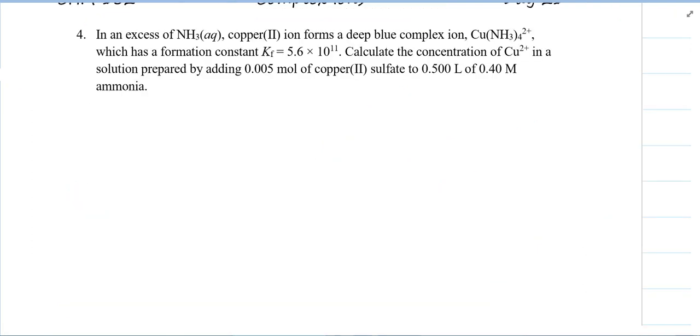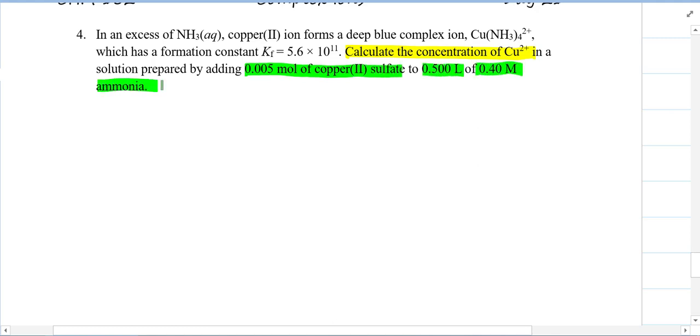Number 4. In an excess of ammonia, copper 2 ions form a deep blue complex ion, Cu(NH3)4 2+. I'm always going to give you what the complex ion is. You don't have to memorize them. And the formation constant is 5.6 times 10 to the 11th. We're going to calculate the concentration of Cu2+ in a solution prepared by adding 0.005 moles of copper 2 sulfate to half a liter of 0.4 molar ammonia.